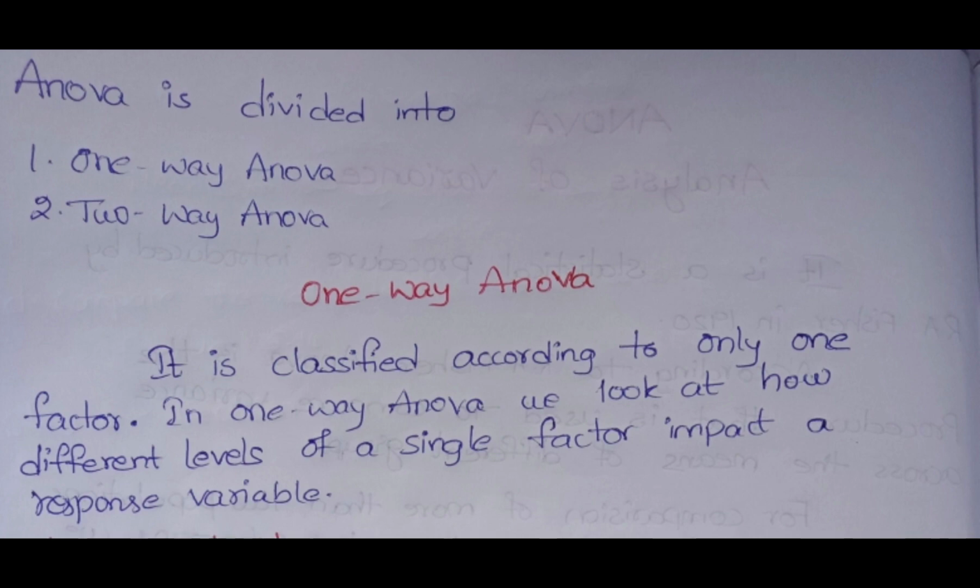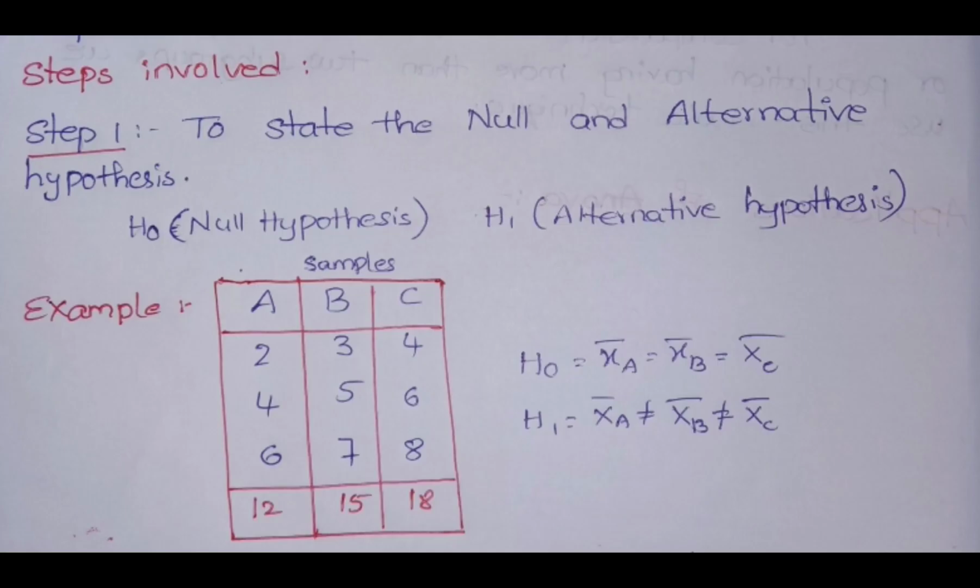Now we will see what are the steps involved in one-way ANOVA. First step is we should state the null hypothesis and alternative hypothesis. The null hypothesis is denoted by H0 and the alternative hypothesis is denoted by H1. If you see here, we took an example having 3 columns and 3 rows. The null hypothesis states there is no significant difference between the outputs.